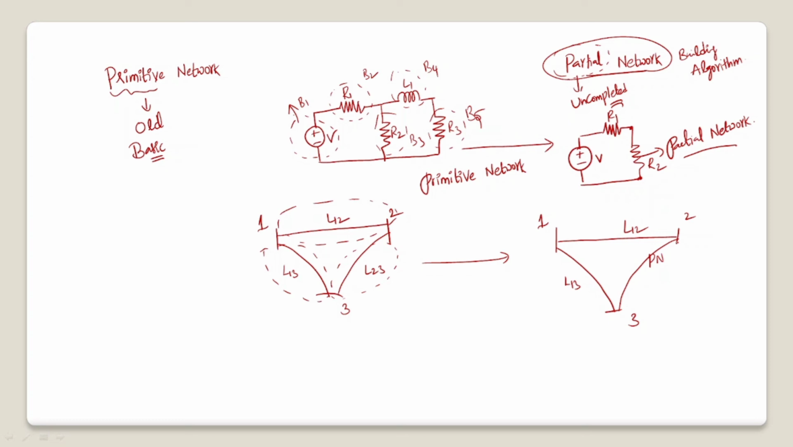In this way we can understand the meaning of partial network as well as the meaning of primitive network. If you know the basic meanings, there are fewer chances of confusion between these two networks. I hope you have understood this difference.